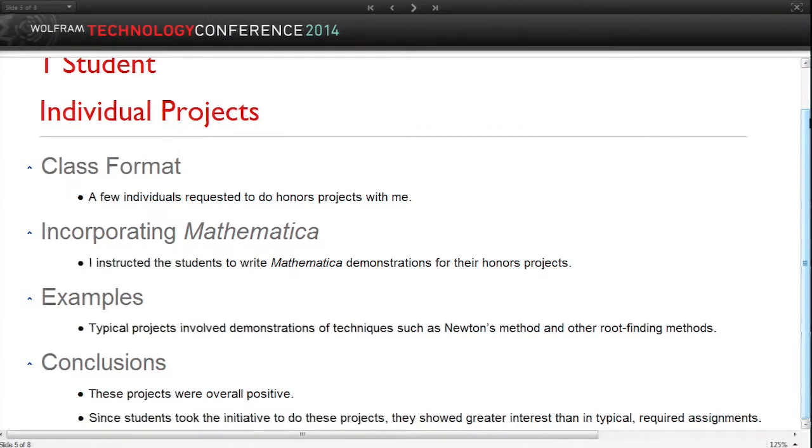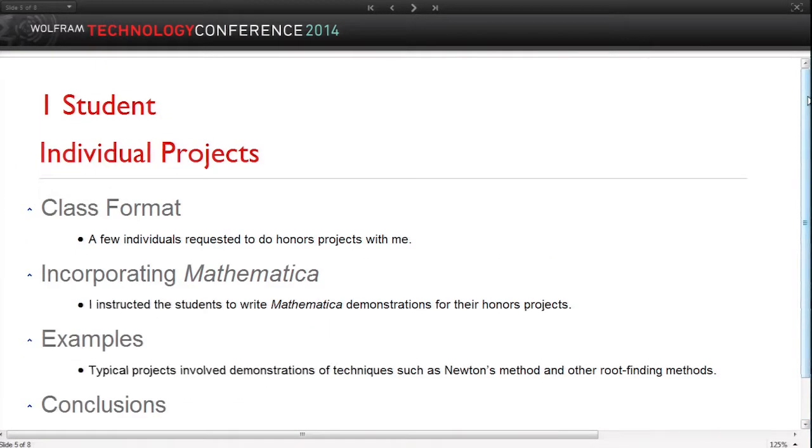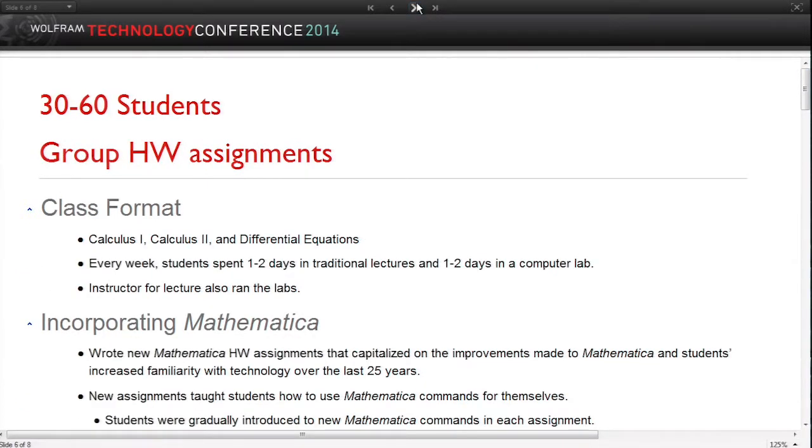So if you happen to have the opportunity to do honors projects with students, having them create Mathematica demonstrations and working through and having them learn how to do that is actually a really good way to incorporate Mathematica one-on-one. But obviously not all of our classes are one-on-one. We're not all tutoring when we're teaching. And so over the years, I've had the opportunity to teach 30 to 60 size student classes.